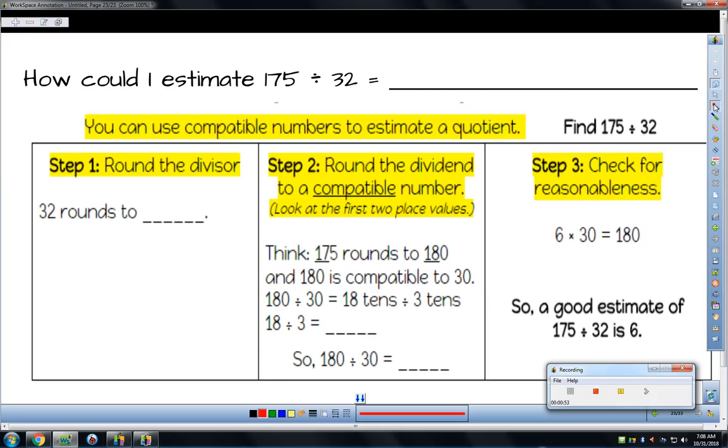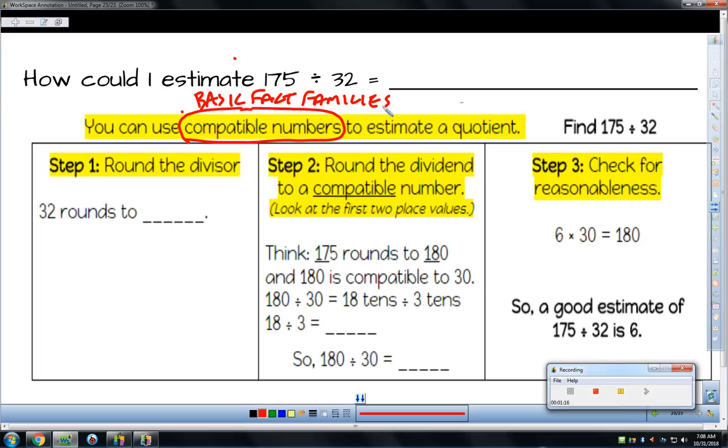The whole process here surrounds using compatible numbers, which is fancy talk for basic fact families. If you started writing numbers, I'm really sorry. We're going to round these problems to create basic fact families. The problem we're going to look at is 175 divided by 32. The first step here is to round the divisor.